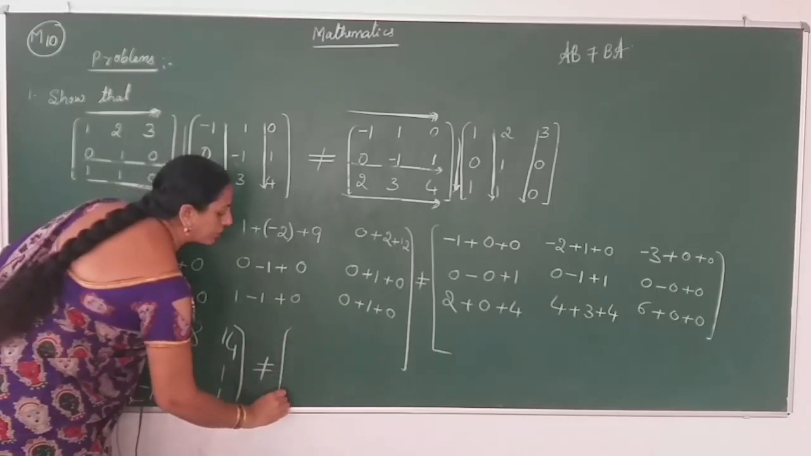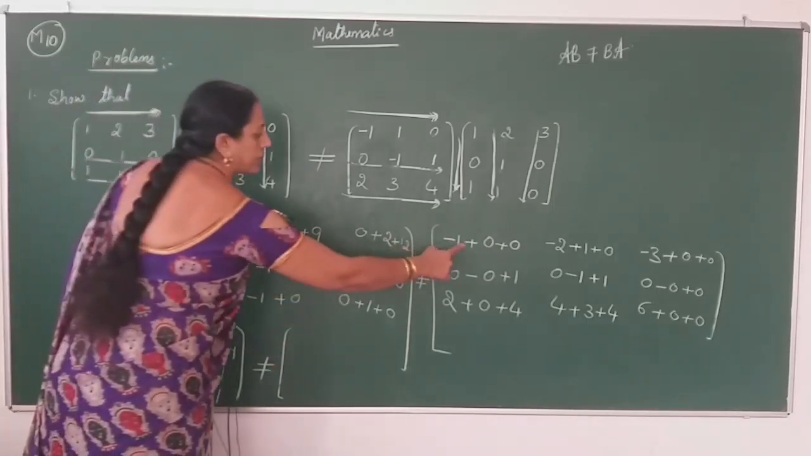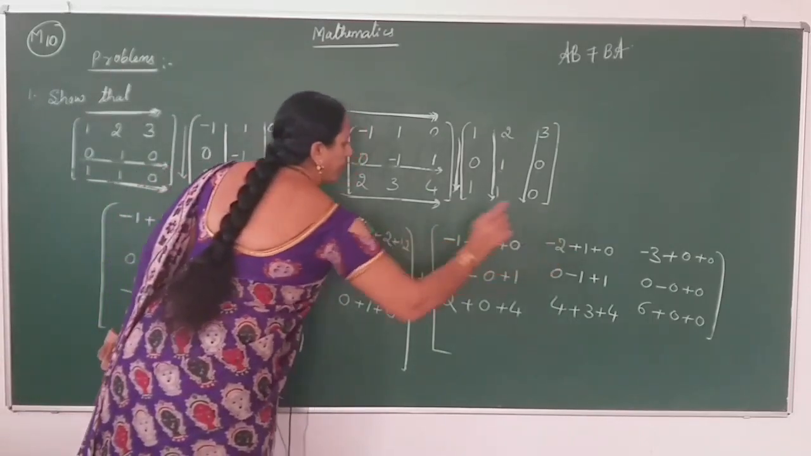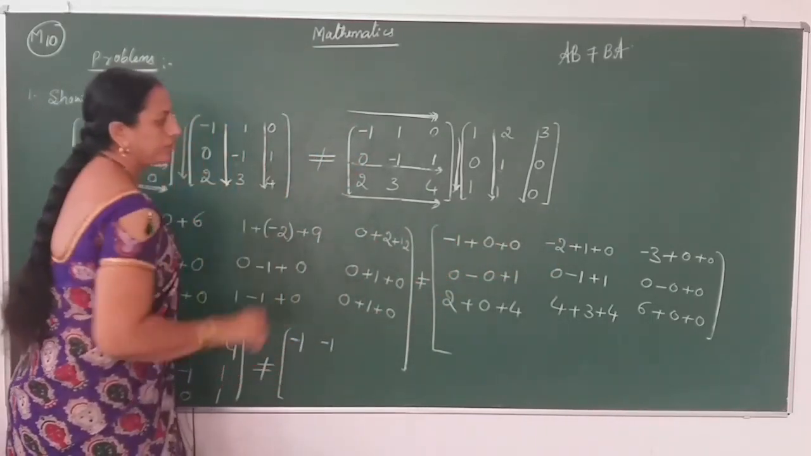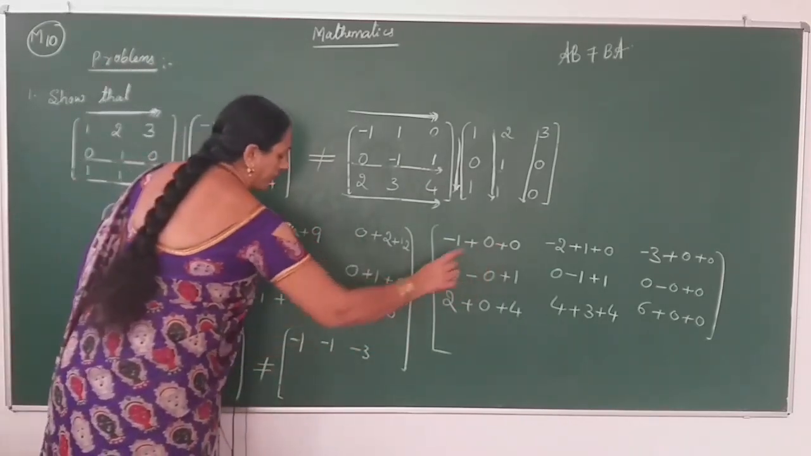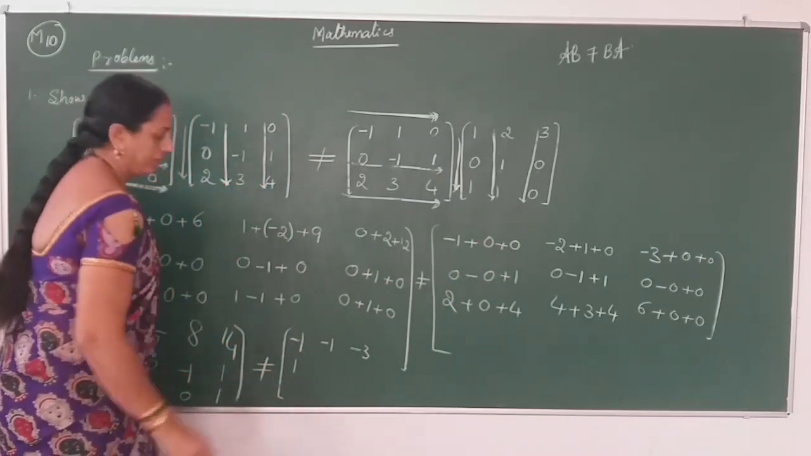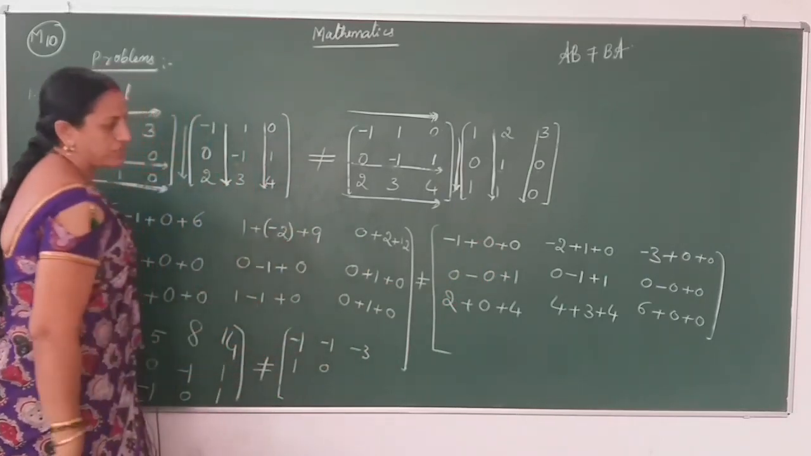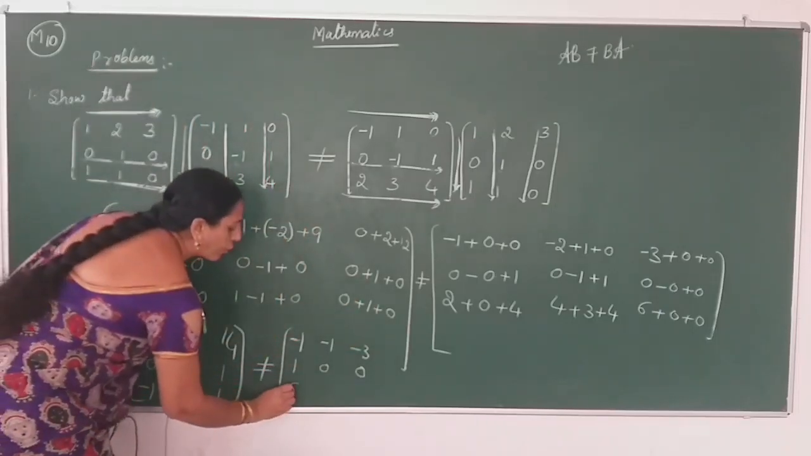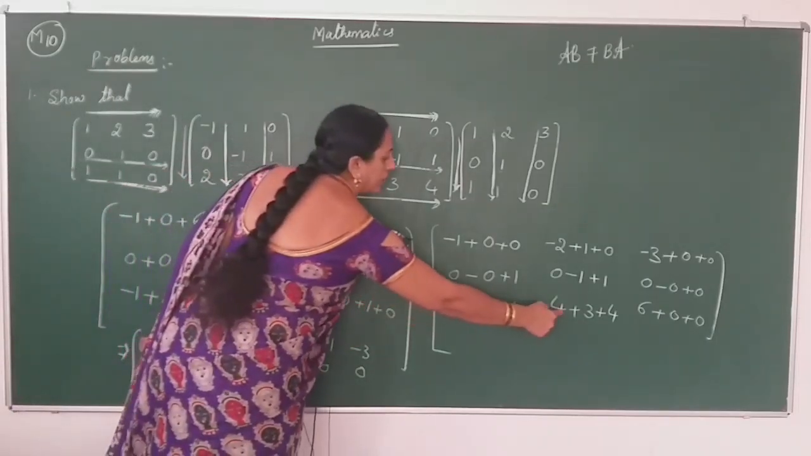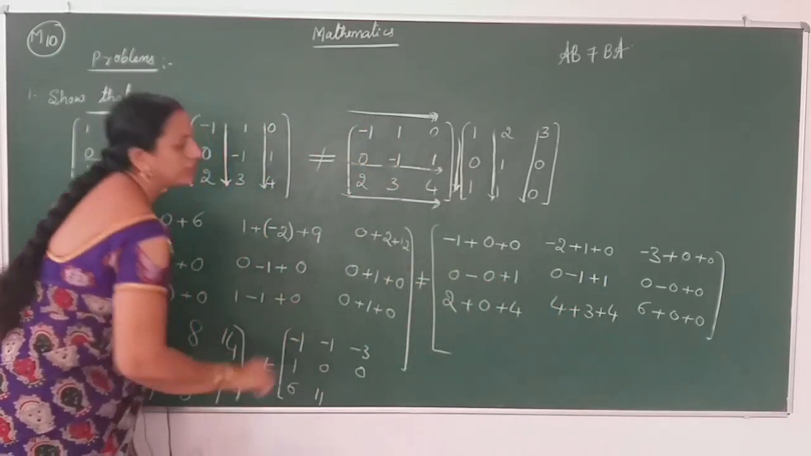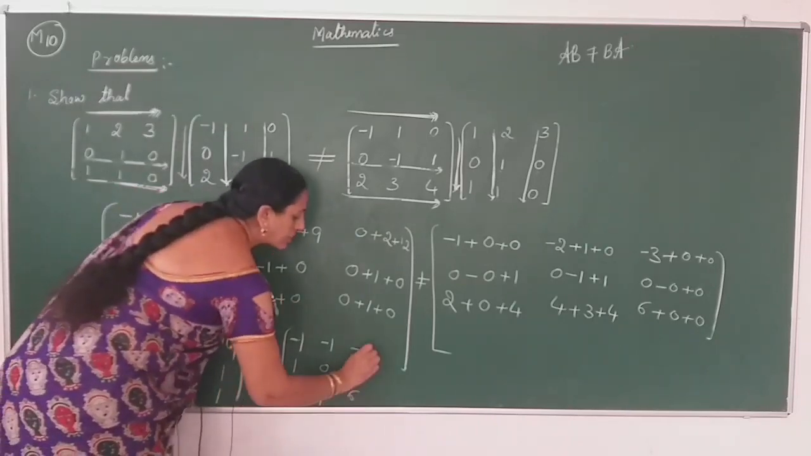It's not equal to the RHS. Minus 1 plus 0 plus 0 is minus 1. Minus 2 plus 1 is minus 1. Minus 3 plus 0 is minus 3. 0 minus 0 plus 1 is 1. Minus 1 plus 1 is 0. 0 minus 0 is 0. 4 plus 2 is 6. 3 plus 4 plus 4 is 11. 6 plus 0 is 6.